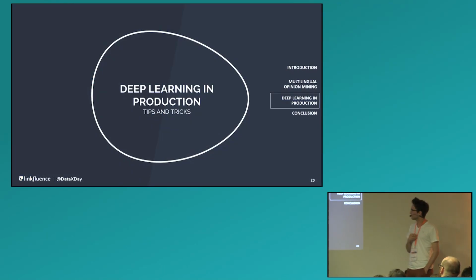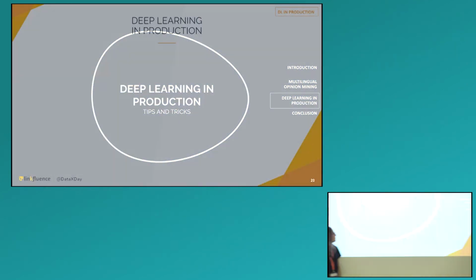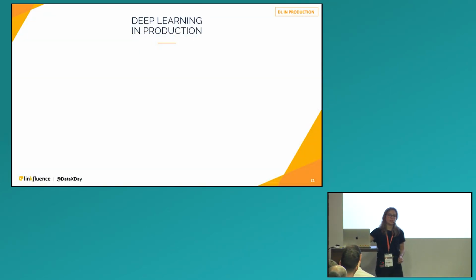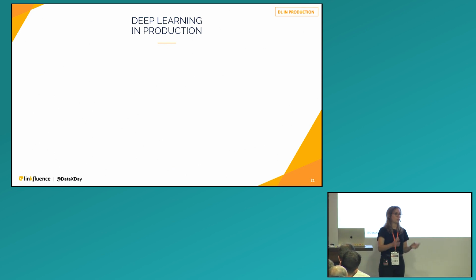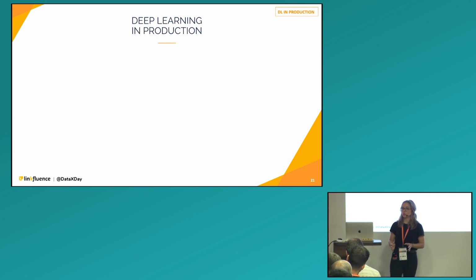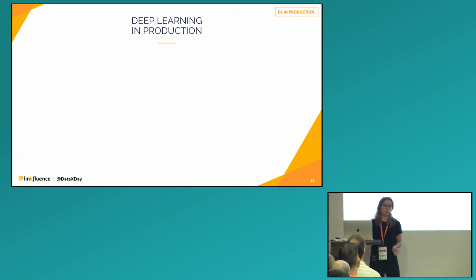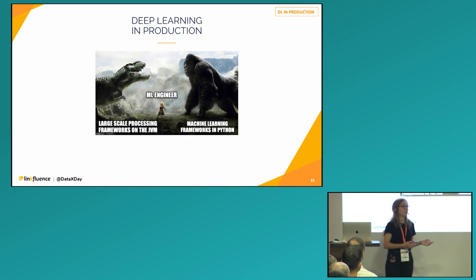OK, so now I'll go on to the deep learning and production part. As machine learning engineers at Linkfluence, we take our projects from the initial research and prototyping to the final integration into the production pipeline. And if you're also working on this frontier between data engineering and machine learning, you may feel a little bit like this. You've got all these pretty cool frameworks for large-scale processing that run on top of the JVM: Apache Storm, Kafka Streams, Apache Flink, and so on. But all the super cool frameworks for deep learning and machine learning run on Python or C++.